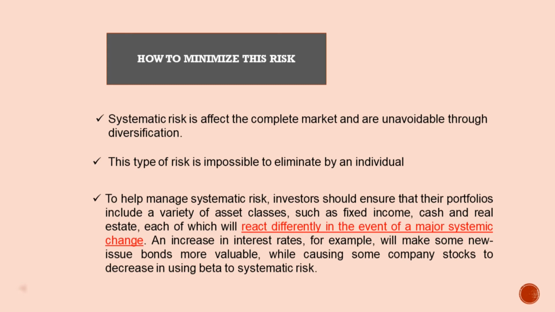But to help manage systematic risk, investors should ensure that their portfolios include a variety of asset classes, such as fixed income, cash, and real estate, each of which will react differently in the event of a major systemic change. An increase in interest rates, for example, will make some new issue bonds more valuable while causing some company stocks to decrease, using beta to measure systematic risk.